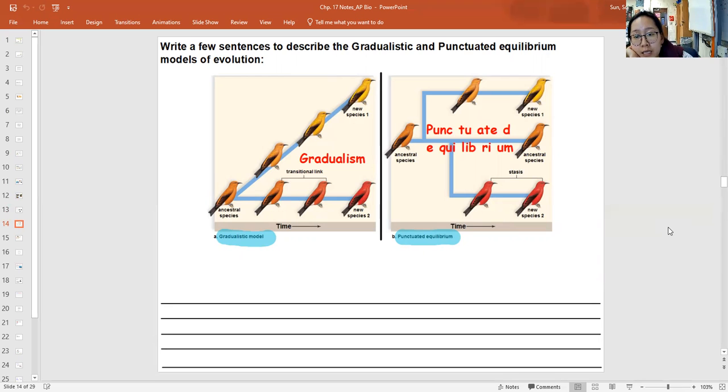And then there's also punctuated equilibrium, which has a bunch of different species and a bunch of different branches, and all of them are different, that stem from one common ancestor, and they're not all going towards this one target goal of today's current bird. So you want to take some time and describe what is gradualism and what is punctuated equilibrium using these examples. So pause and do that.